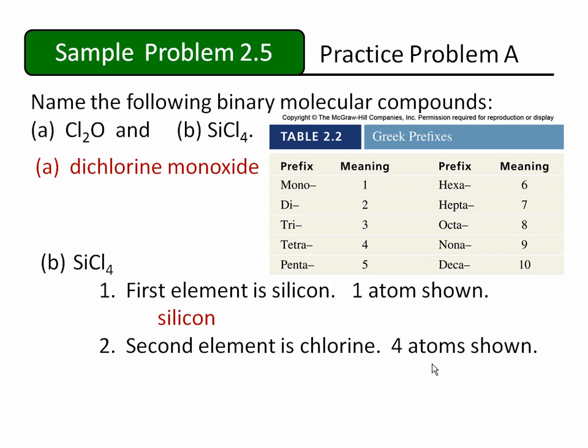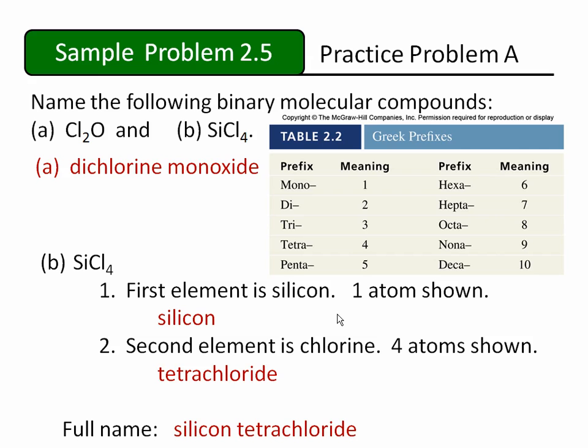For the second element, we see Cl. Cl stands for chlorine, and we see a subscript of 4 on the Cl indicating 4 chlorine atoms. We'll go back to our table and find that the prefix that indicates 4 is the word tetra, and for the second element then we will write tetrachloride. Again, we had to change the chlorine to have an IDE suffix. Our full name then for SiCl4 will be silicon tetrachloride.